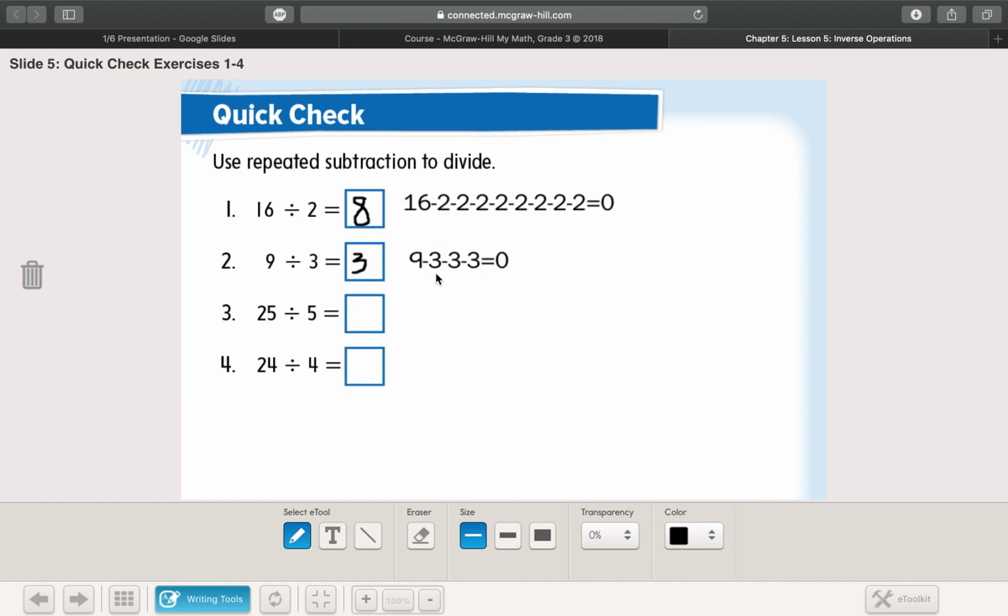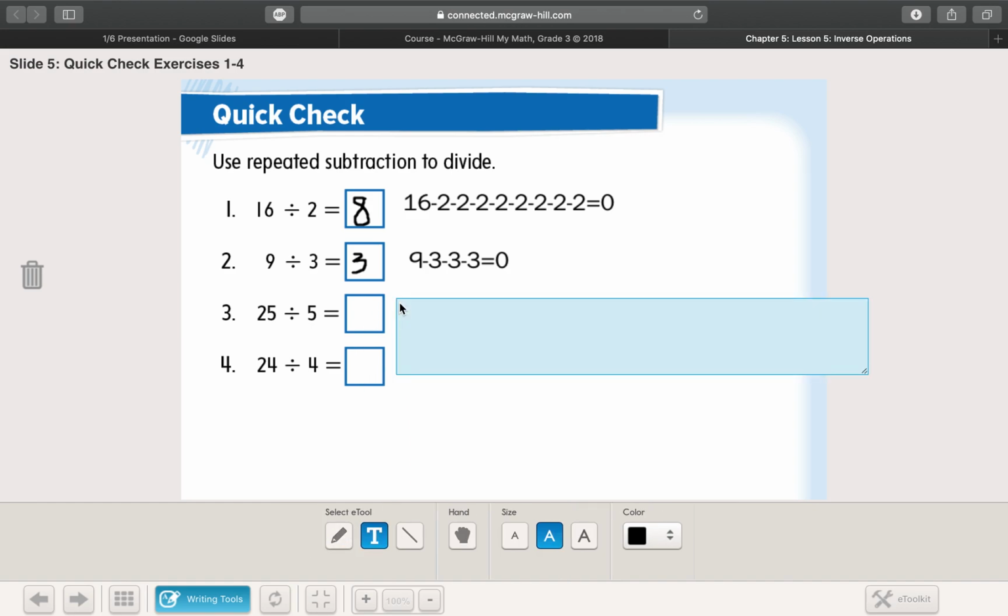If you were to use counters, or you could use tally marks to subtract as well, and that would be fine. I just happen to know. But if you don't, you can subtract by pulling away counters or crossing off tally marks, however you prefer.